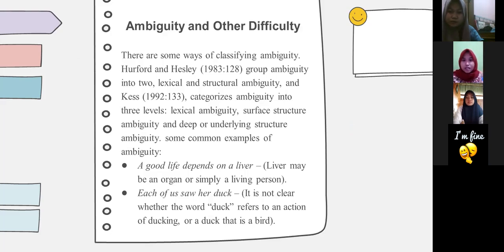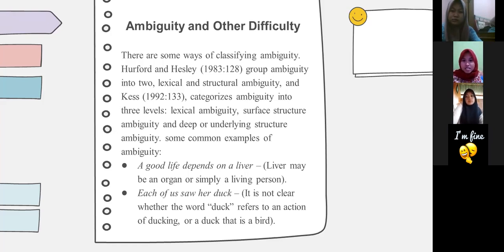Okay, now ambiguity and other difficulty. There are some ways of classifying ambiguity. Hurford and Heasley in 1983 grouped ambiguity into two, lexical and structural ambiguity, and Kess in 1992 categorized ambiguity into three levels. There are lexical ambiguity, surface structure ambiguity, and deep or underlying structure ambiguity.